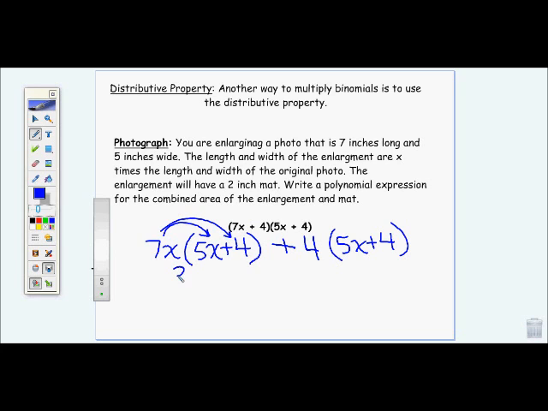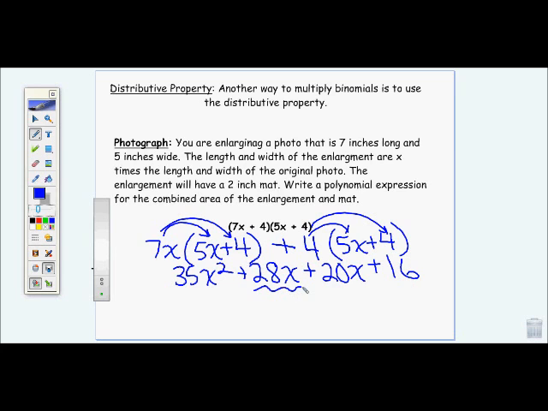7x times 5x would give me 35x squared. 7x times 4 would give me 28x. 4 times 5x would give me 20x. And 4 times 4 would give me 16.